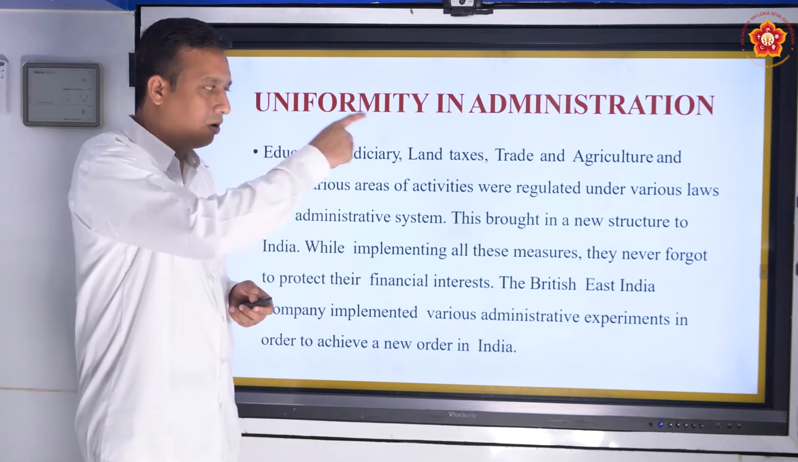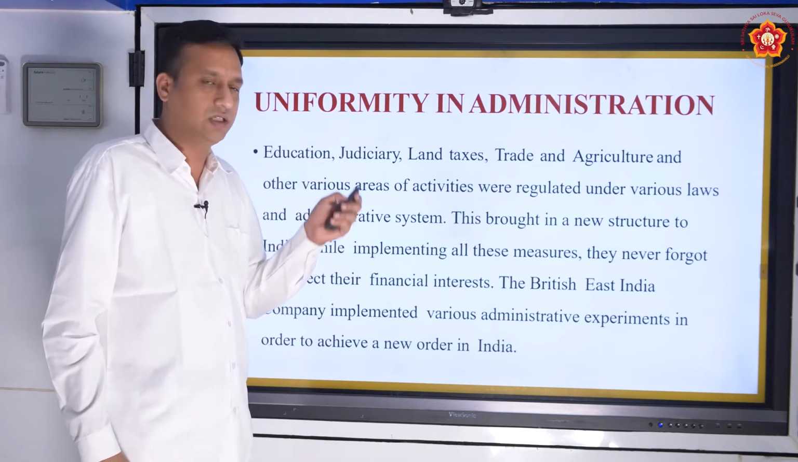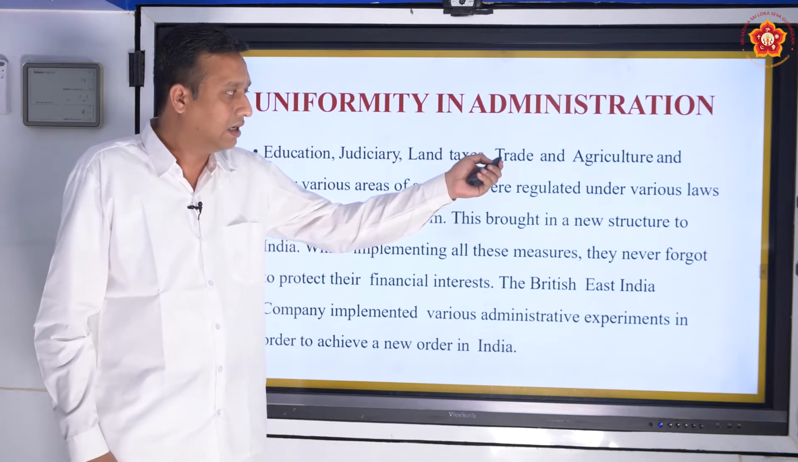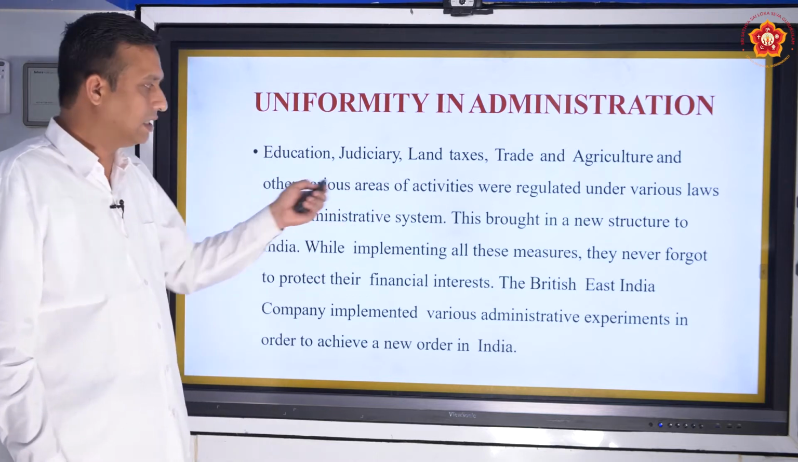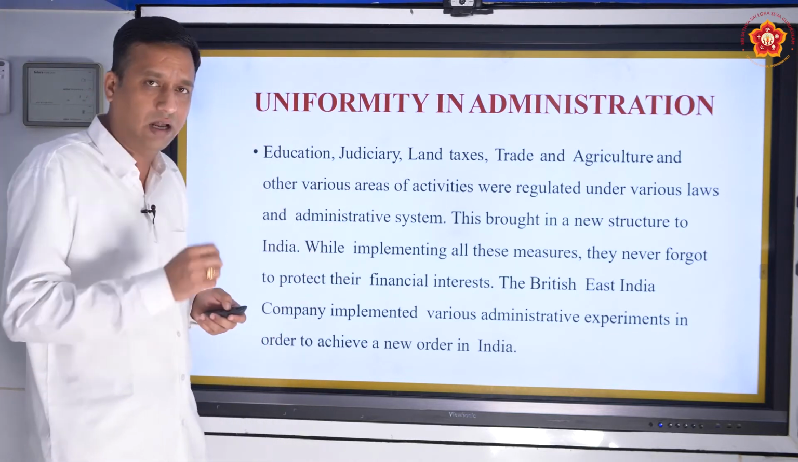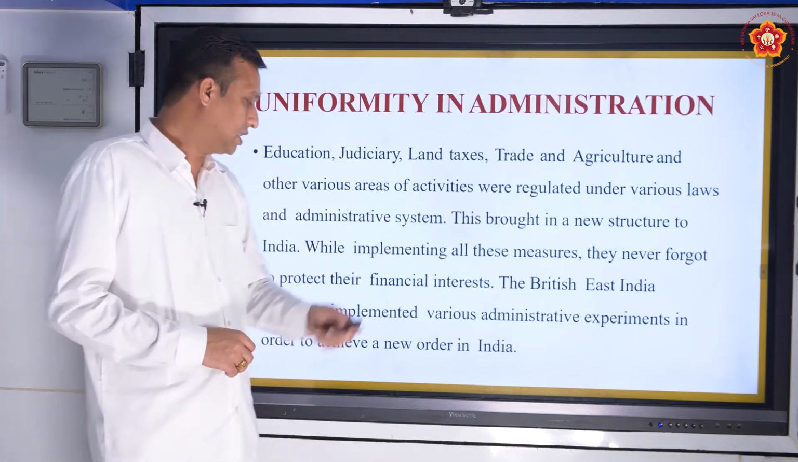The British brought all these areas under one system. For example, in education they brought a uniform policy. Judiciary, that is the courts, law and order. Land taxes, land collection, trade, business, agriculture and other areas were now regulated and controlled by the British by bringing different rules and regulations. This brought in a new structure to India.